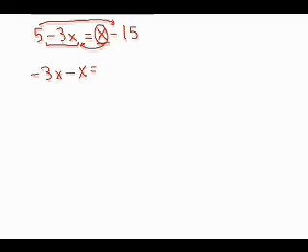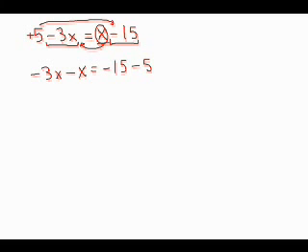Similarly on the right hand side, if I get rid of that x, what we're left with is minus 15. I brought that 5 over to the other side, so it has to become minus 5. It was positive 5 on the left hand side. It becomes minus 5 on the right hand side.